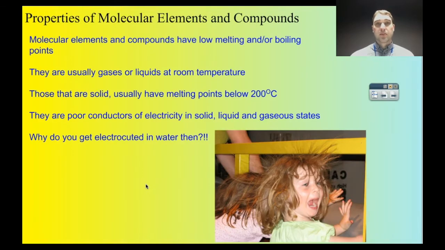So let's talk about some properties of molecular elements and compounds. Generally speaking, they have low melting and boiling points, so usually liquids or gases at room temperature. That's because there's very weak secondary bonding usually acting between the molecules, and when we're talking about melting and boiling point, we're talking about the secondary interactions between the molecules if we're talking about covalent substances. So because they have very weak bonding between the molecules, they have low melting and boiling points.